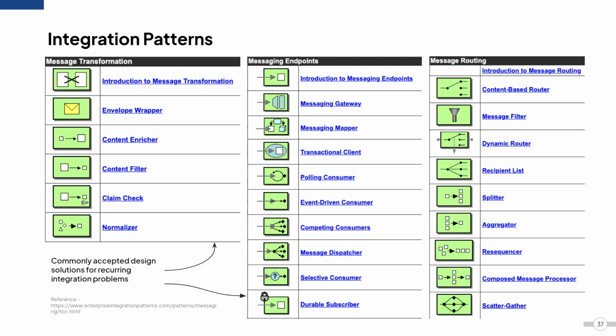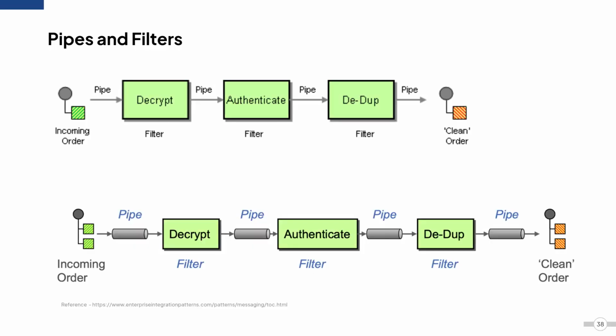So basically, this actually comes from a book called Enterprise Integration Patterns from Gregor Hohpe. And it has about 65 or so patterns documented. There is also a dedicated website on this, and I recommend you refer to these things. I am planning to create another video on these integration patterns, some of the common ones. But let's look at one pattern, maybe something called pipes and filters.